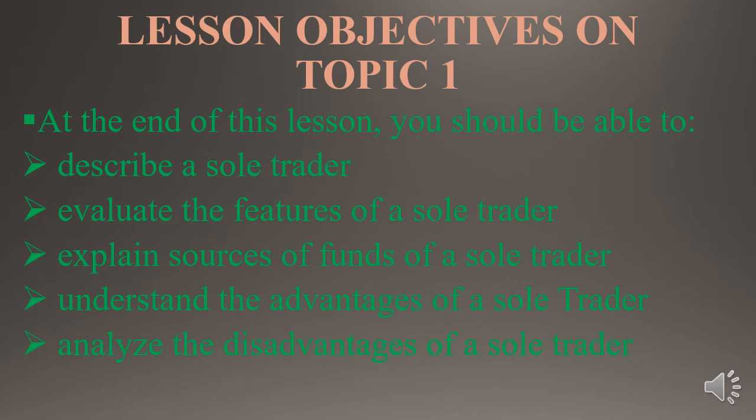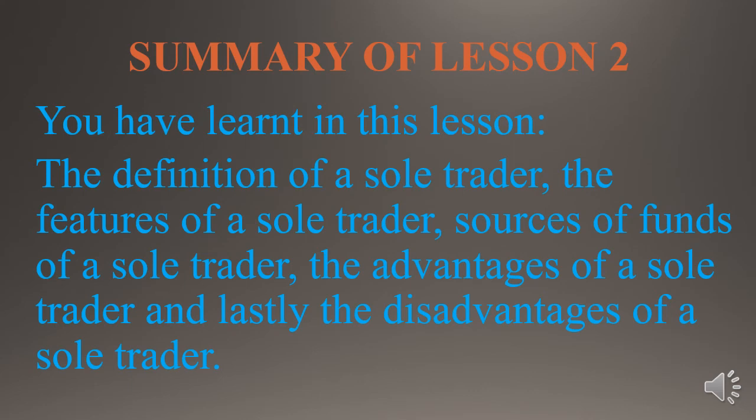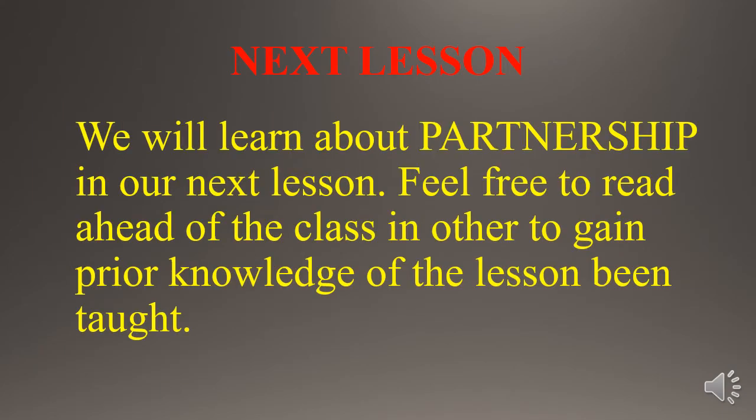So I think we've come to an end of discussing the kinds of business, and from our objective, I hope you've been able to learn one or two things describing who a sole trader is. And so the summary of lesson 2, basically, you have learned in this lesson the features of a sole trader, the sources of funds where the sole trader gets his money from to finance his business, its advantages, the disadvantages, and the definition of a sole trader. And we move on to the next lesson.